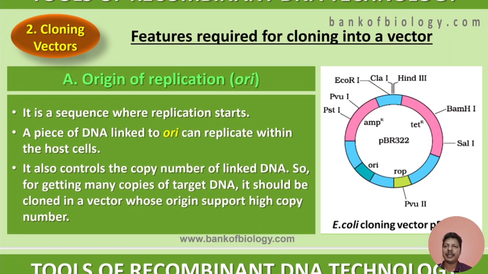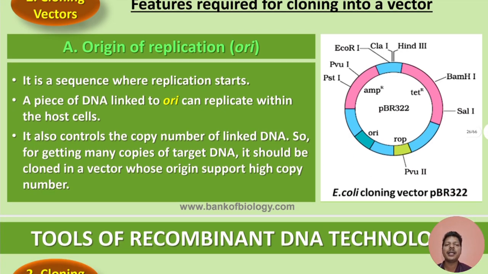Then coming to origin of replication. It is a sequence where the replication starts. That's why origin of replication is there. A piece of DNA linked to the origin of replication can replicate within the host cell. It also controls the copy number of the linked DNA. So for getting many copies of target DNA, it should be cloned in a vector whose origin supports high copy number. That's why we choose pBR322.